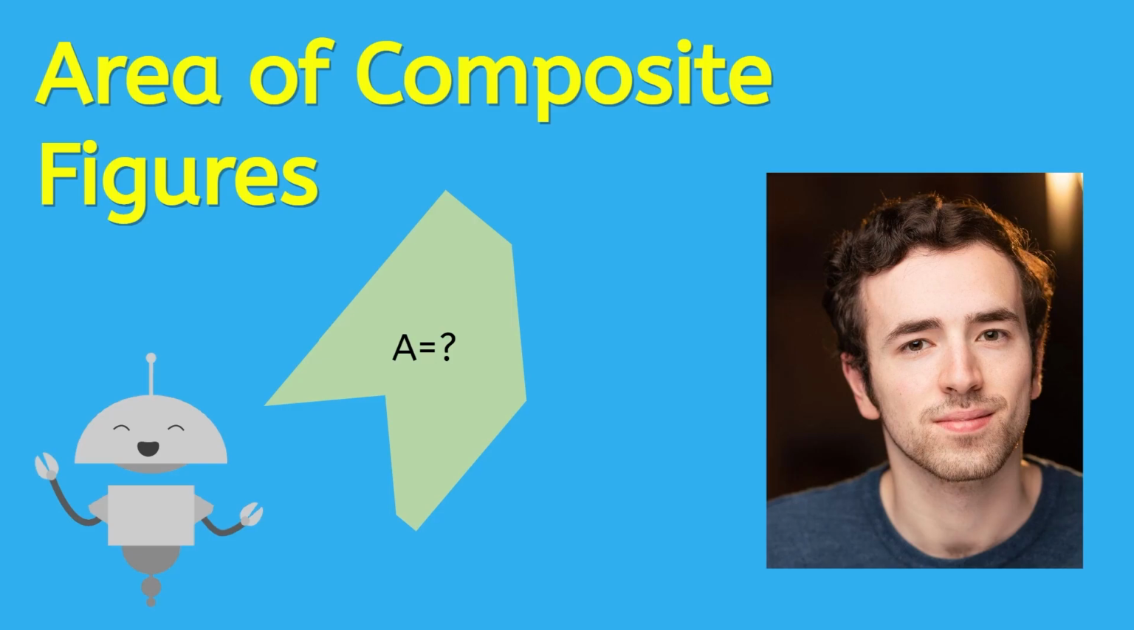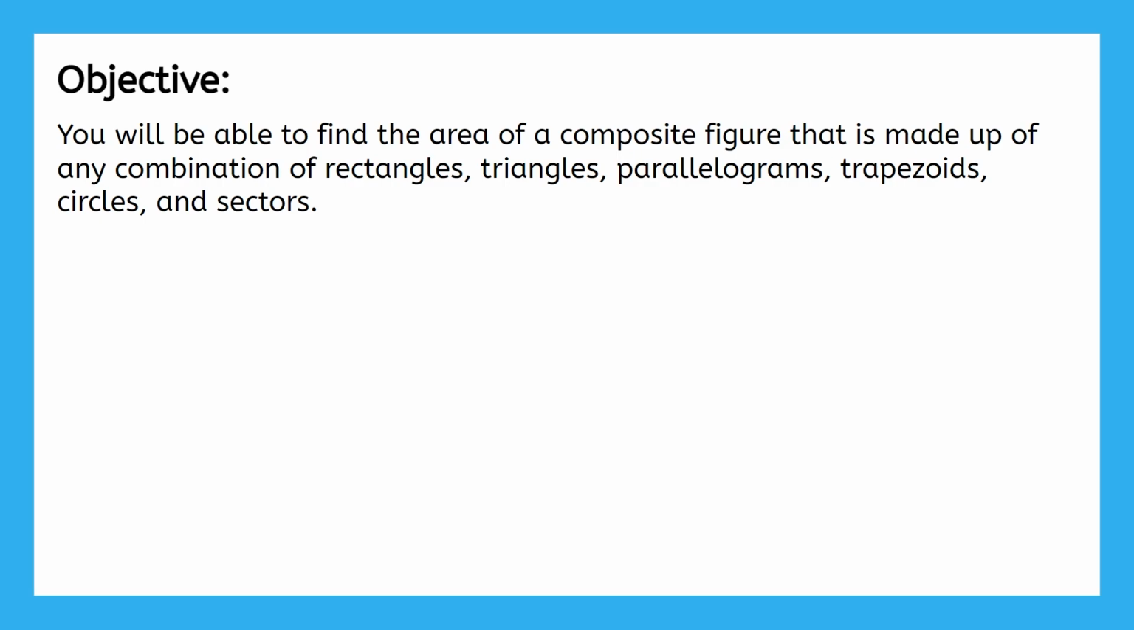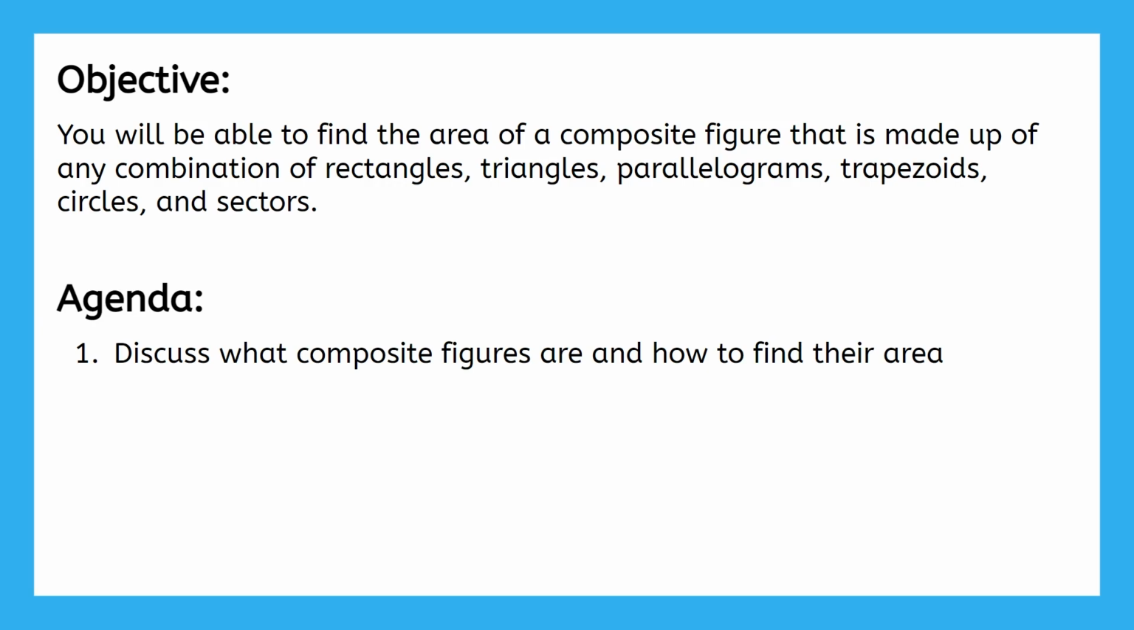Everyone, it's Justin again. In this lesson, we're going to be using what you've learned about area so far in this unit to calculate the area of figures that don't look like any of the standard shapes that we have area formulas for. By the end of this lesson, you will be able to find the area of a composite figure that is made up of any combination of rectangles, triangles, parallelograms, trapezoids, circles, and sectors. First, we'll discuss what composite figures are and how to find their area. Then, we'll complete 2 example problems.